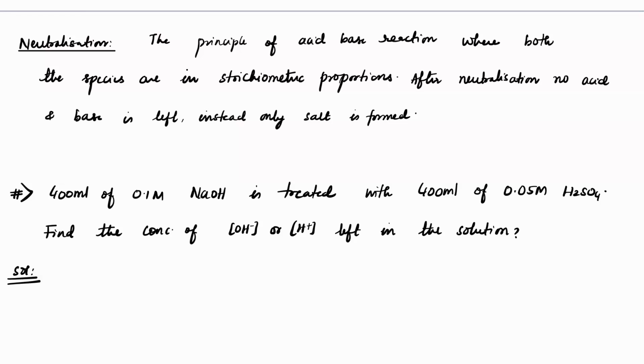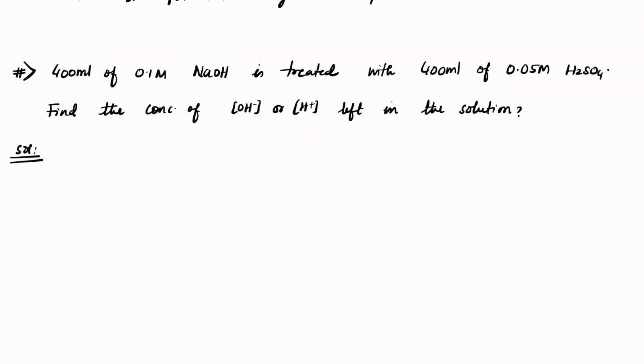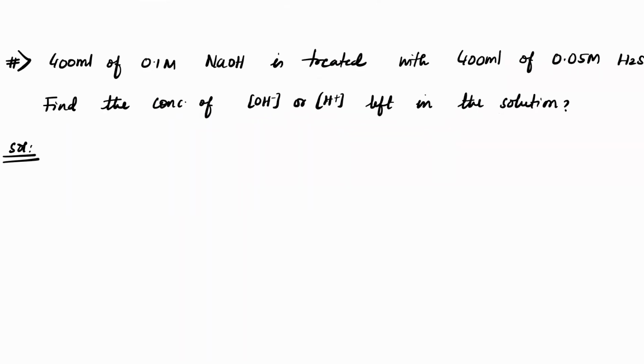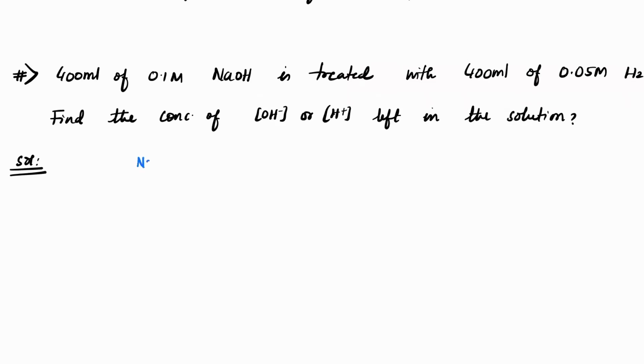Check this case here. I have 400 ml of 0.1 molar NaOH that's treated with 400 ml of 0.05 molar H2SO4. I have to find the concentration of H plus or OH minus left in the solution. So first I'll check the reaction that might be happening. 2 moles of NaOH will react with 1 mole of H2SO4 to get Na2SO4 plus 2 moles of H2O. This is what you will get.